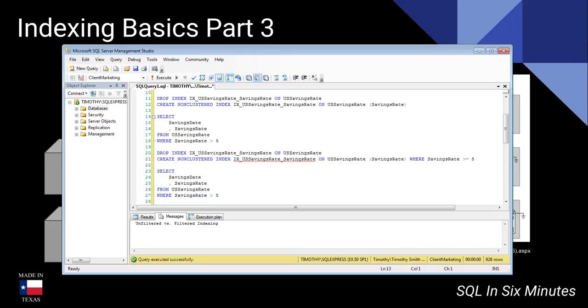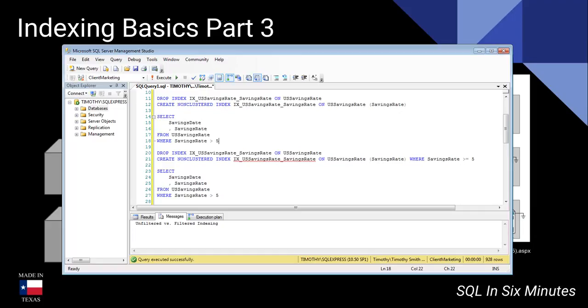So if we go ahead and look at this, what we're doing here is we're creating a non-clustered index twice, same index name and everything. But the difference is in the second time, as you see, what we've done is we're filtering on the savings rate where it's greater than or equal to 5. So when we execute these queries, in this query where the savings rate is greater than 5, we're going to be hitting that filter.